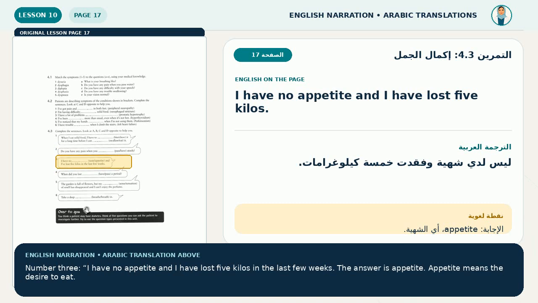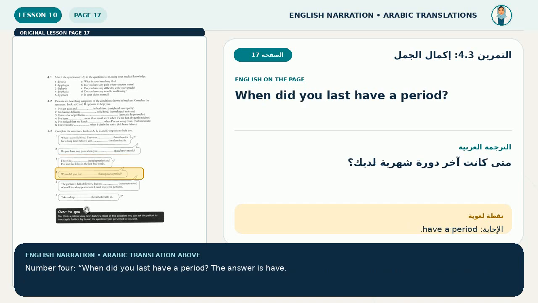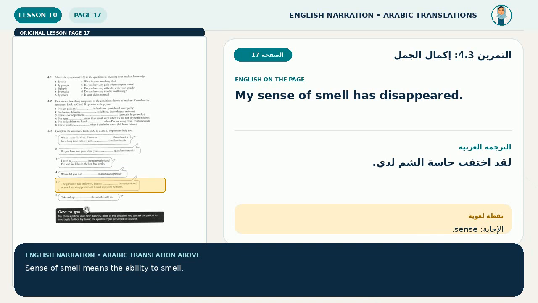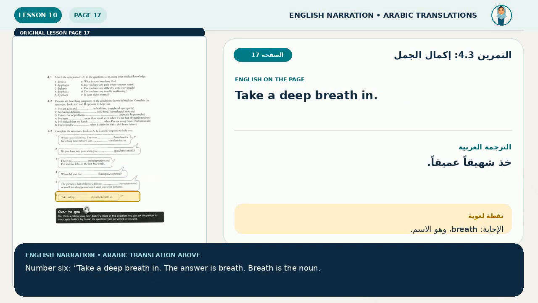Number 3. I have no appetite, and I have lost 5 kilos in the last few weeks. The answer is appetite. Appetite means the desire to eat. Number 4. When did you last have a period? The answer is have. We say have a period, not pass a period. Number 5. The garden is full of flowers, but my sense of smell has disappeared and I cannot enjoy the perfume. The answer is sense. Sense of smell means the ability to smell.